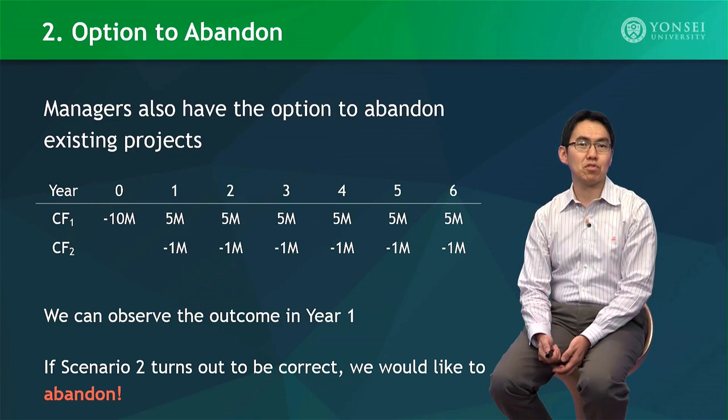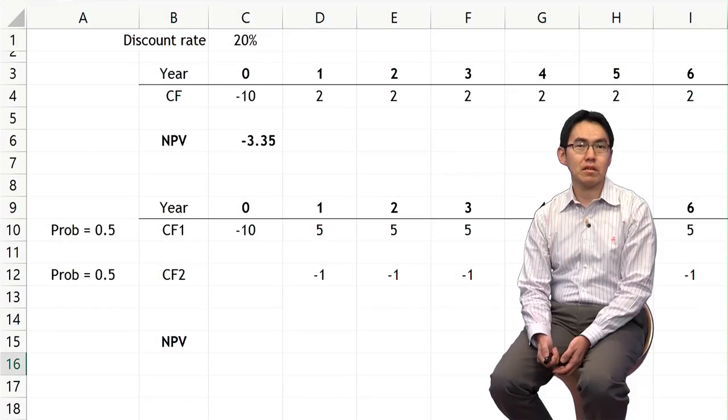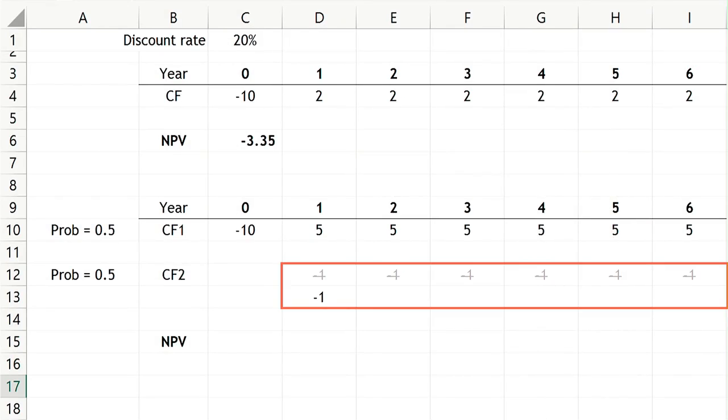Now, if scenario 2 turns out to be correct, we would like to abandon this project. If we know that annual cash flows will be negative in remaining years, there is no reason for us to continue operation of this project. Then case 2 has just a single negative cash flow in year 1 and no more cash flows in remaining years. In Excel, future cash flows of case number 2 should be rewritten as in row 13.